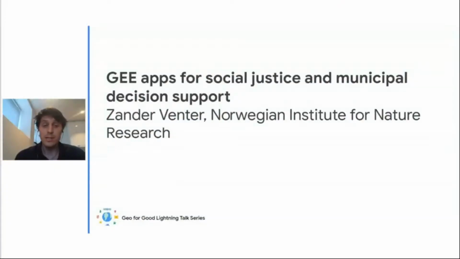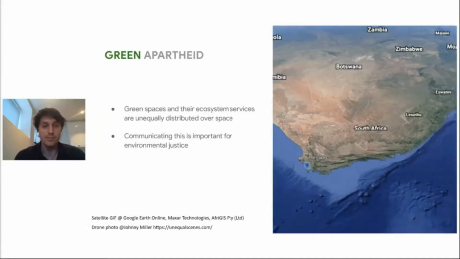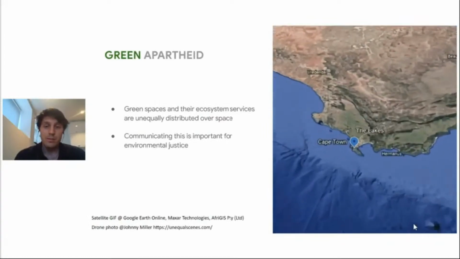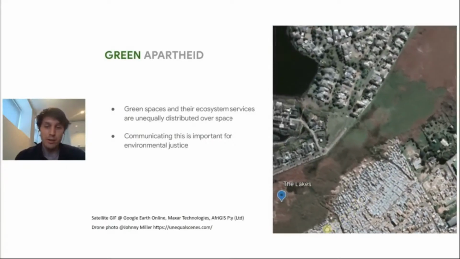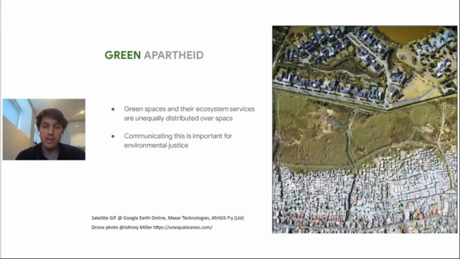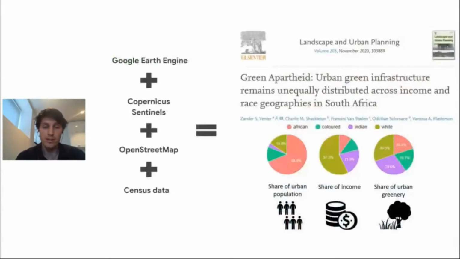I'm Zander from the Norwegian Institute for Nature Research, and I'll share with you 2 use cases of Earth Engine apps in my science. Some of you might be familiar with the concept of green apartheid, which defines a spatial inequality in the distribution of green space in urban areas. And because green space provides ecosystem services, this raises concerns about issues of environmental justice. We used Earth Engine, Copernicus Sentinel satellites, OpenStreetMap, and census data to map this green apartheid over South Africa. We found that, for instance, while white citizens occupy 16% of the population, they have a disproportionate share of the income and urban green space.